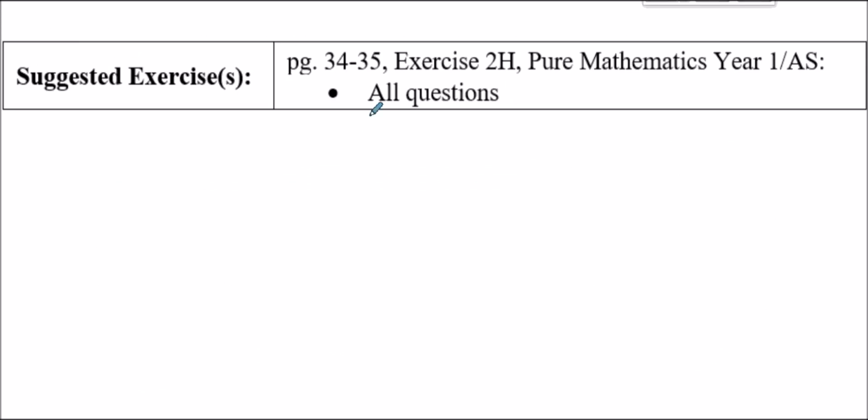What I'd like you to do now is to try exercise 2H, all questions on page 34 and 35 of the blue algebra book. So as ever, do the questions yourself, try to check your answers using the back of the book to see if you've gone wrong, or if you have, just use that to self-correct and see where you may have made a mistake. If you're not sure where you've gone wrong, either ask a classmate or just let me know in class, or send me an email, or even leave me a little message on this video.